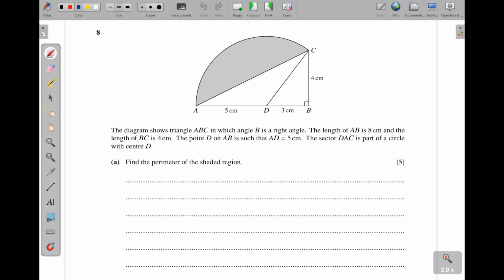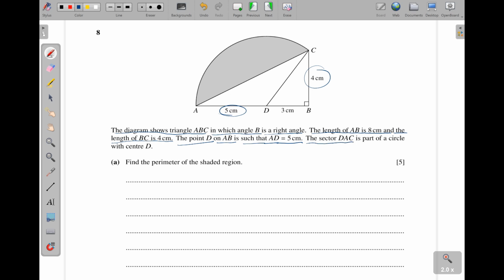Question 8 is coming from circular measure. The diagram shows triangle ABC in which angle B is a right angle. The length of AB is 8 centimeters, that is 5 plus 3, right? And the length of BC is 4 centimeters. The point D on AB is such that AD is equal to 5 centimeters.